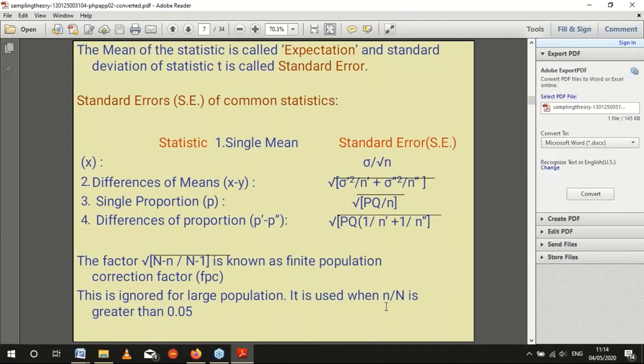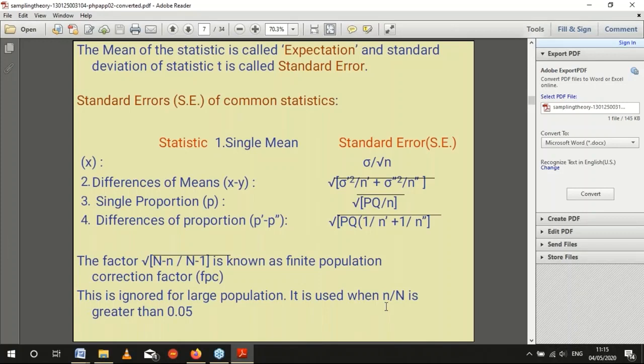Now, let's see some formulas, the statistics and the standard error. Single mean, then we have the variance all over root n. Now, n is the number of samples. Then the difference of means x minus y is the root of variance squared all over n plus variance squared all over n squared. Then the single proportion p is the root of p multiplied by q, or pq, all over n. Then for the difference of proportions, p prime minus p prime prime gives us the root of pq into 1 all over n prime plus 1 all over n prime prime.